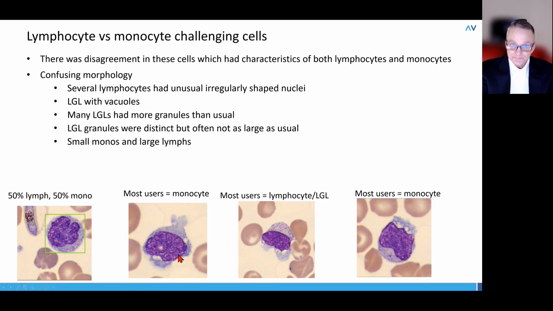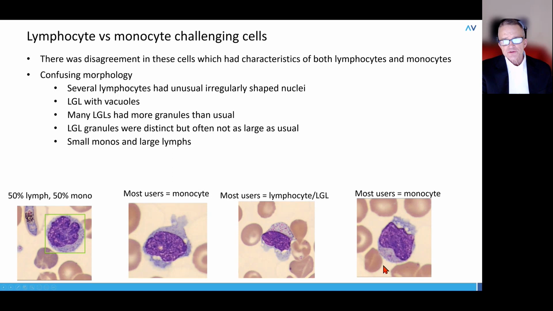However, it was small. Most users called this cell a lymphocyte or an LGL, which either was completely fine. However, there was a significant number that called this cell a monocyte. And I'm thinking it was because of the vacuoles, maybe the granules. So that was an issue.